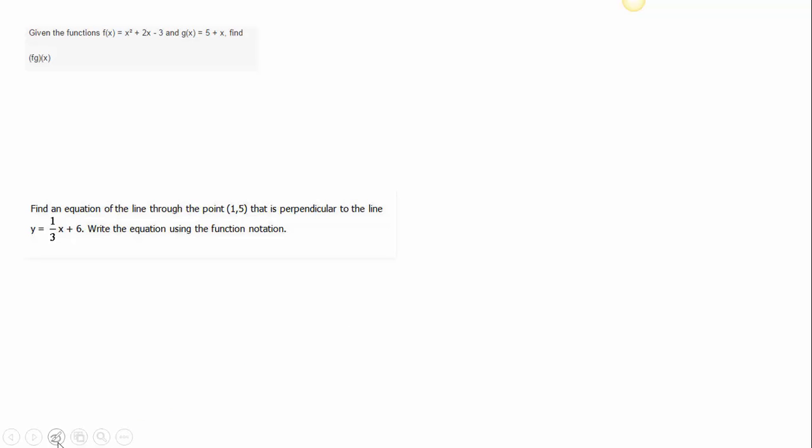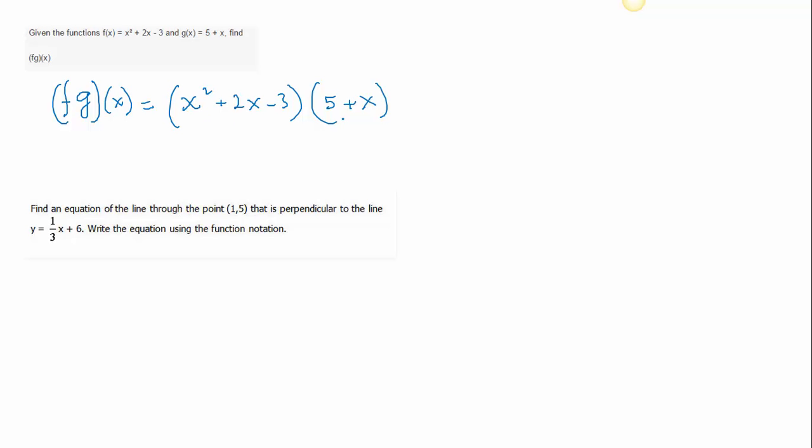Given the functions f of x and g of x, what is fg of x? So fg of x means the multiplication of f times g of x. So we have to multiply these two functions, x squared plus 2x minus 3 times g of x, which is 5 plus x. So a trinomial times a binomial.